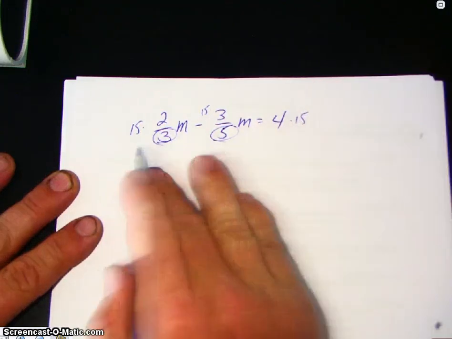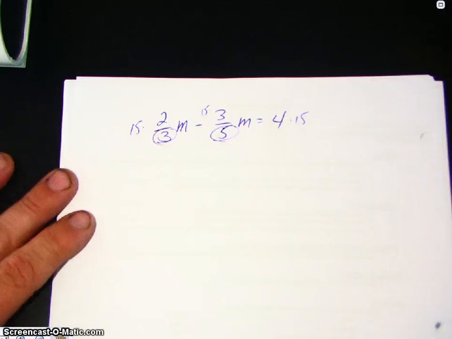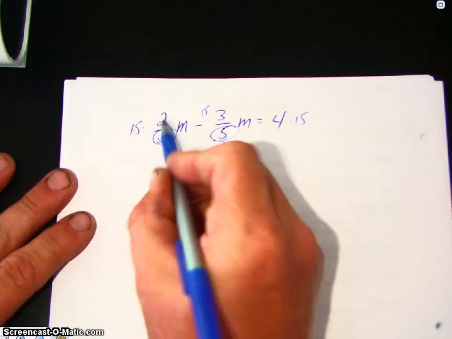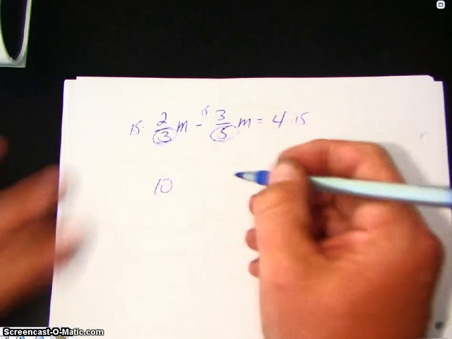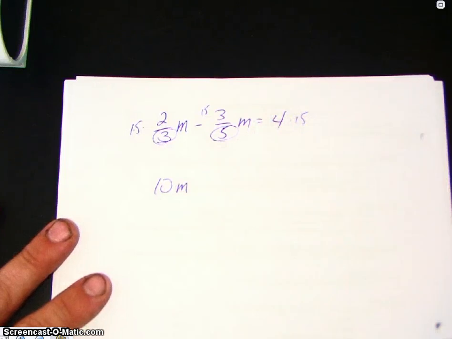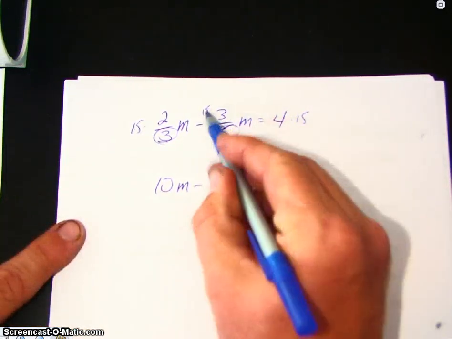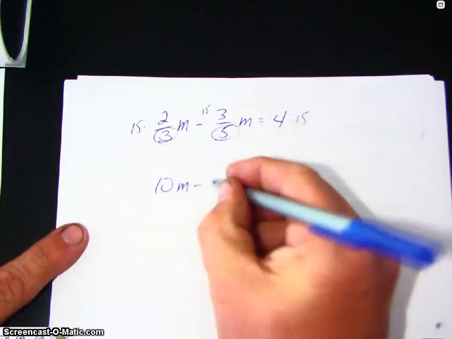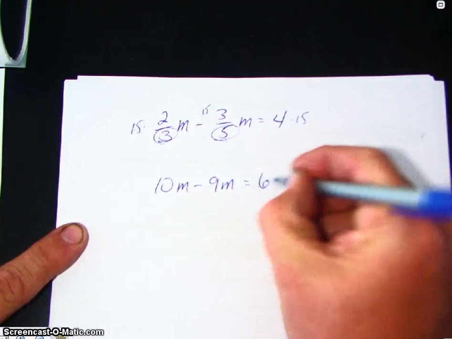I've got to multiply every single term by 15. That's what I'm doing here. So 15 times 2 is 30. 30 divided by 3 is 10. Now we're going to do 15 times 3, which is 45, divided by 5 is 9. And then 4 times 15 is 60.